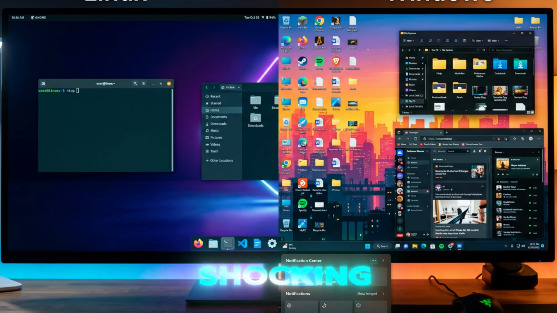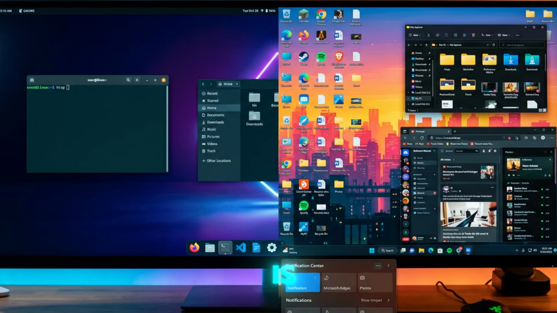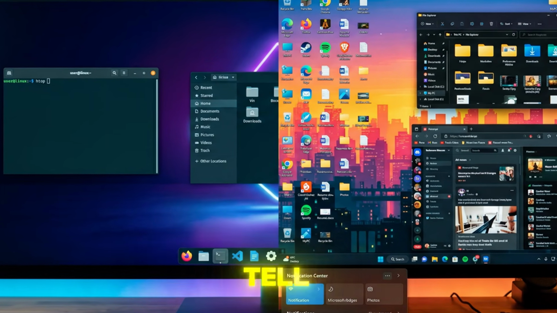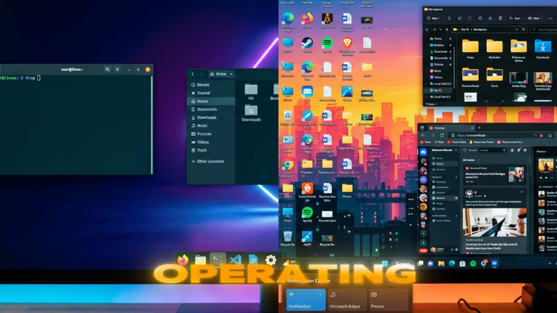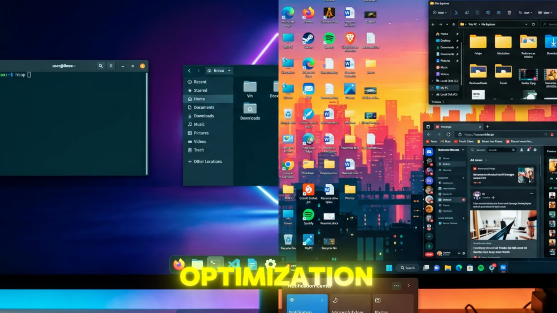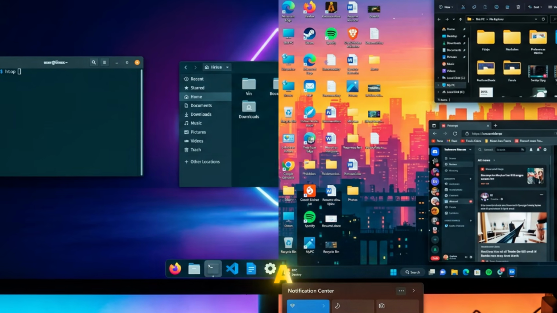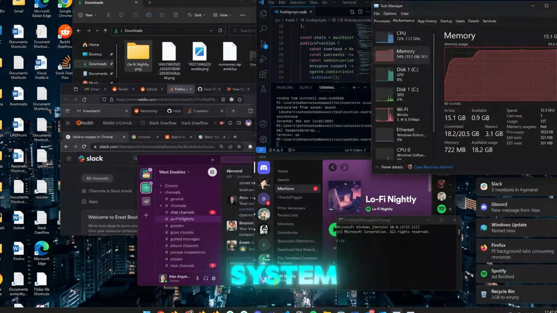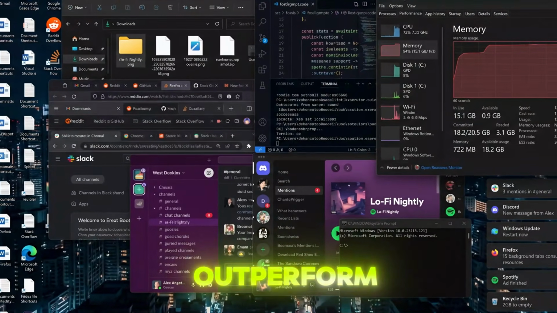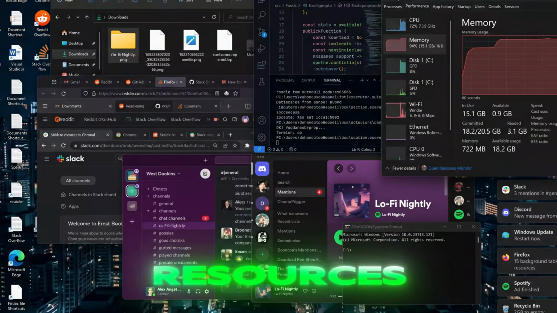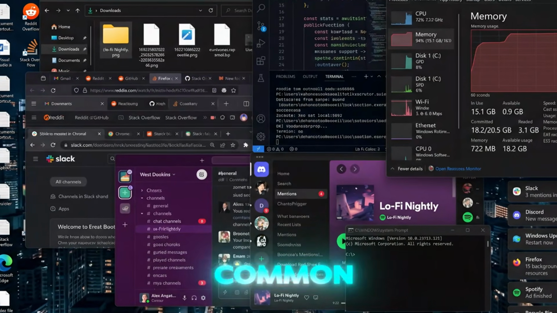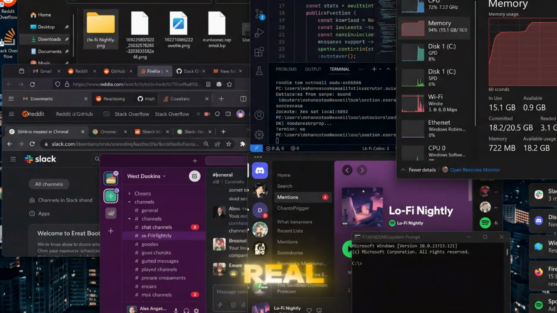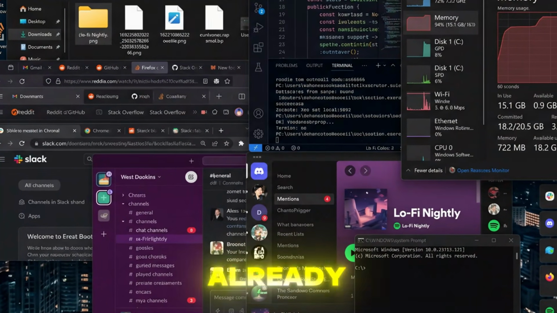So what is the shocking truth? It's not that 4GB is better than 16GB, it's that raw hardware specifications don't tell the whole story. The operating system, software optimization, and resource management play a huge role in determining actual performance. A well-optimized system with fewer resources can outperform a poorly optimized system with more resources. This challenges the common belief that upgrading hardware is always the best solution. Sometimes the real improvement comes from optimizing what you already have.